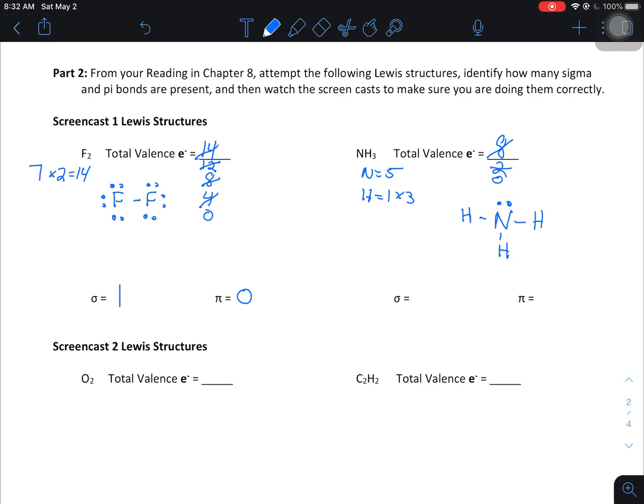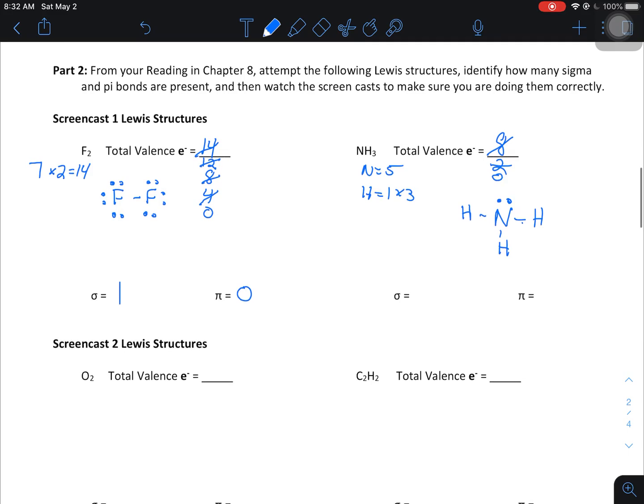When we have an octet in a good Lewis structure, it doesn't mean that there will always be 4 bonds on the central atom. It means there will be 8 electrons. 2 for the left hydrogen, 2 for the bottom hydrogen, 2 for the right hydrogen, 2 for the lone pair, comes out to 8. My nitrogen is obeying the octet rule. Each of the hydrogens has a 2 electron bond with nitrogen. It is obeying the duet rule, and I have a good structure.